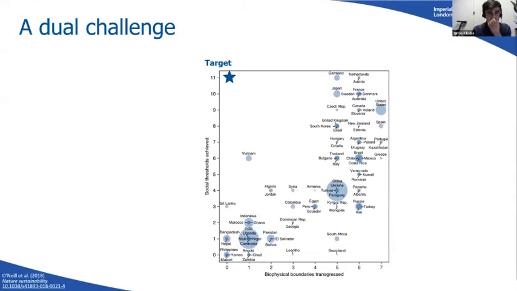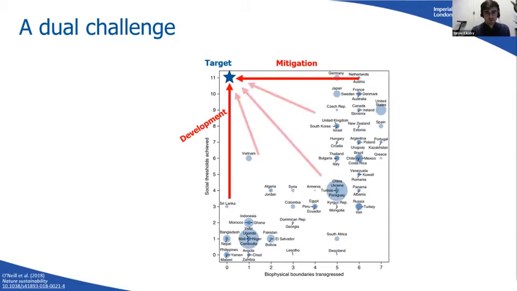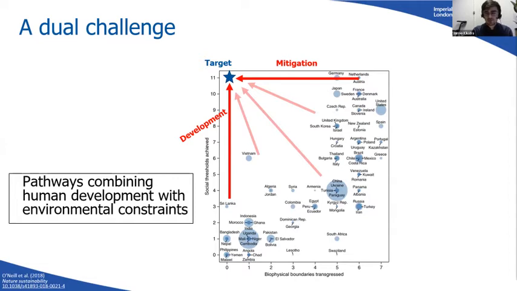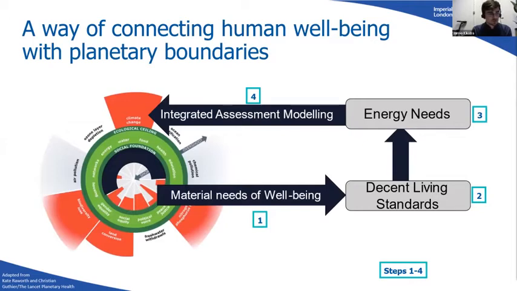So in the introduction, basically we look at this as a dual challenge of mitigation and development. This is what we're all doing, but developing scenarios for these pathways is still a big challenge. So one way we think that we can do this would be to start by defining material needs of well-being to basically cover this development aspect. Our way of doing this is by defining decent living standards, calculating the energy needs of those decent living standards, and then eventually feeding that back into integrated assessment modeling to be able to assess the environmental impacts. In this presentation, I focus on the first three steps and not on the fourth yet.